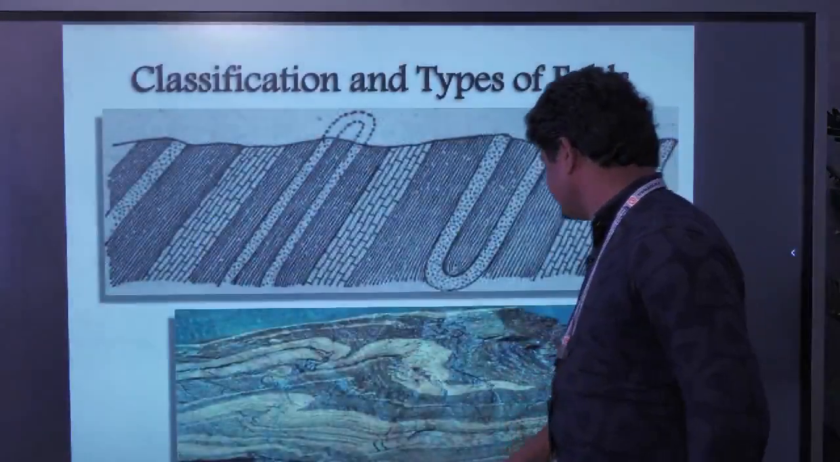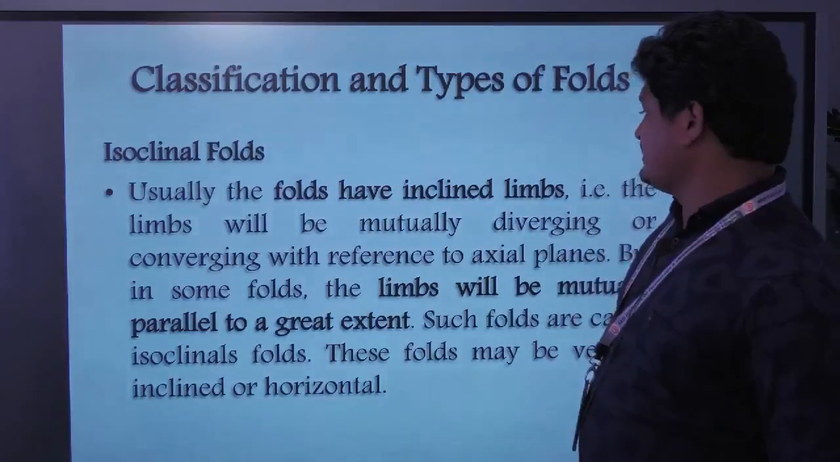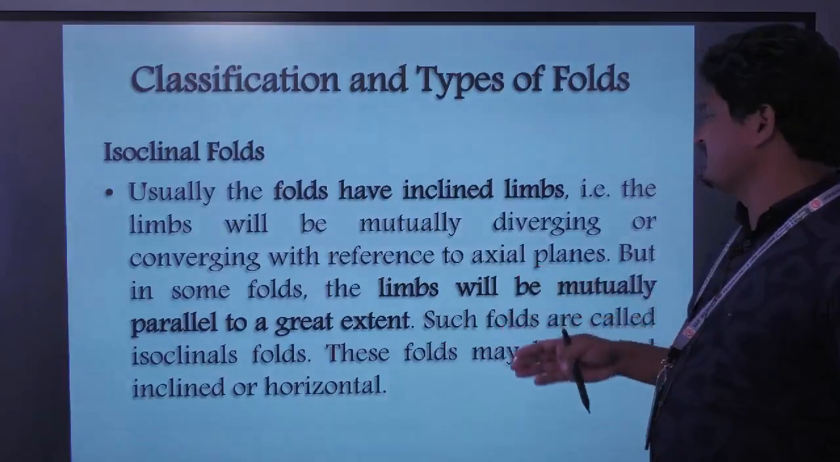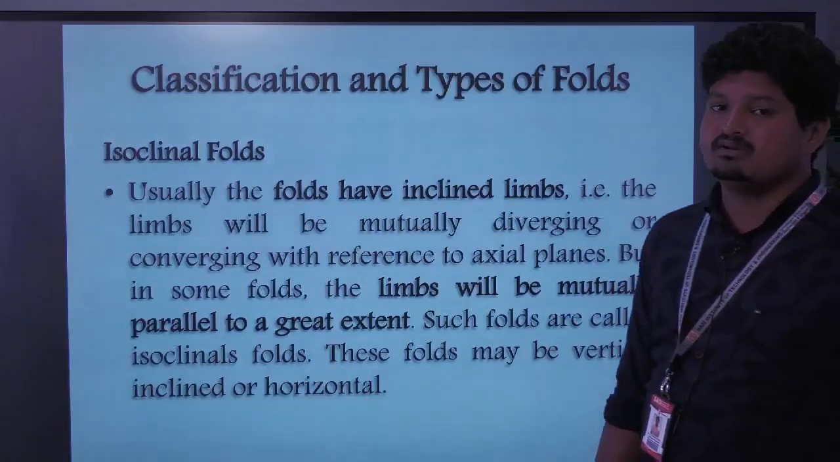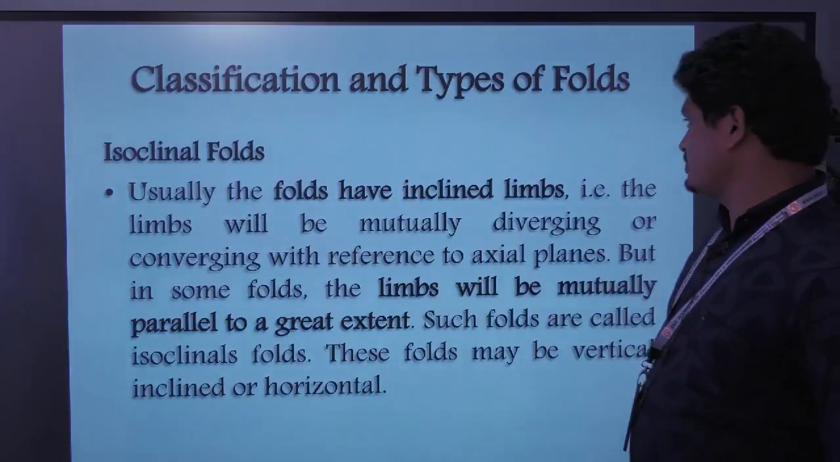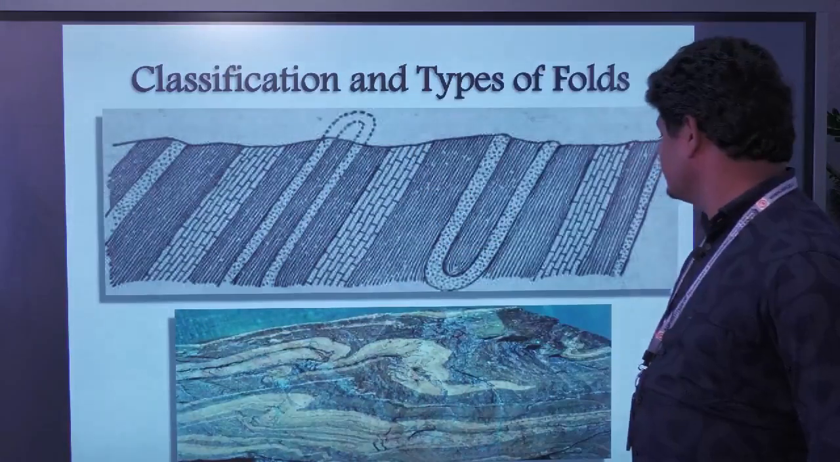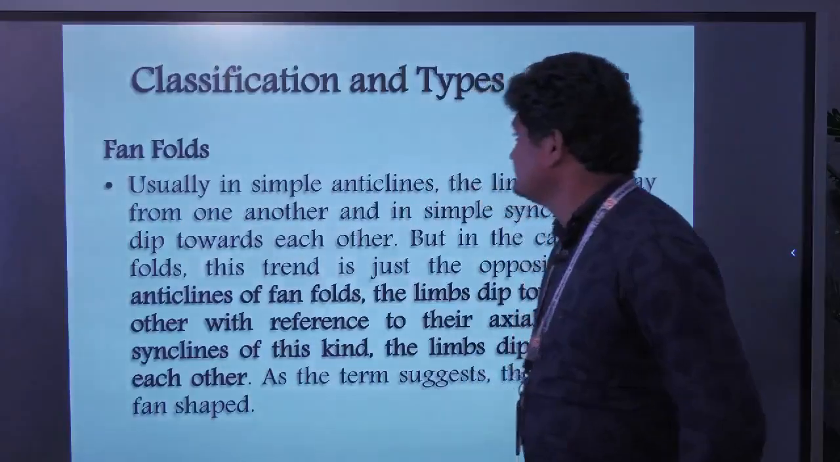Usually isoclinical folds are defined with reference to the limbs, which will always be parallel to a great extent. It will be called an isoclinical fold. This is an example of isoclinical folds that we see in rock masses.